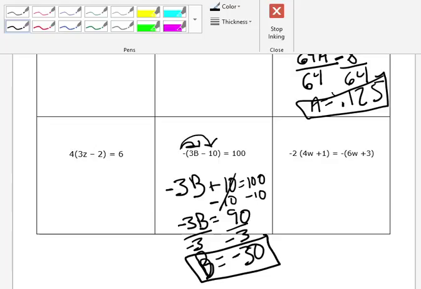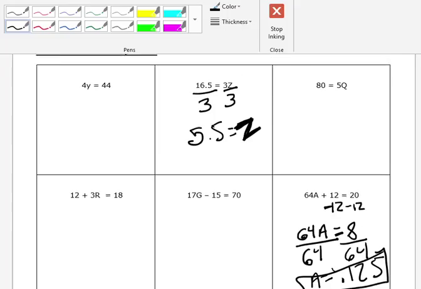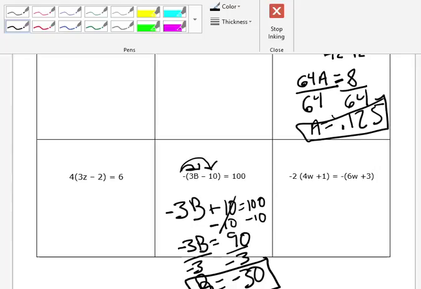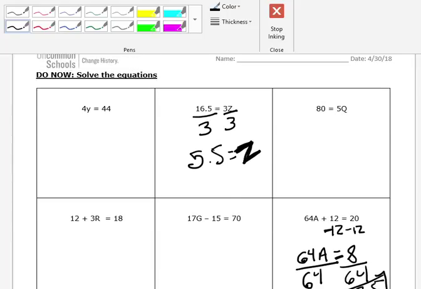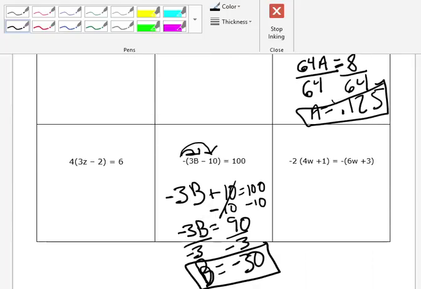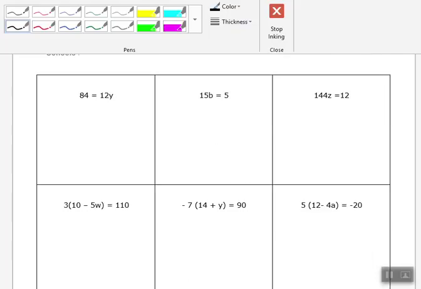Okay. So we did these first 3 problems, and now I want you to take a few minutes on your own to pause the video and do the rest of this page. Great. Now we're going to do at least one problem in each of these columns.